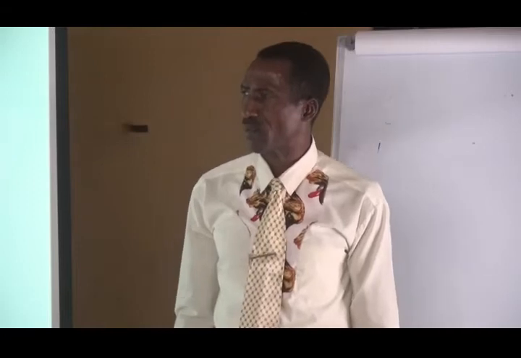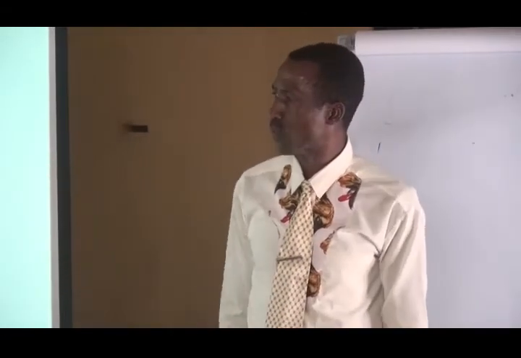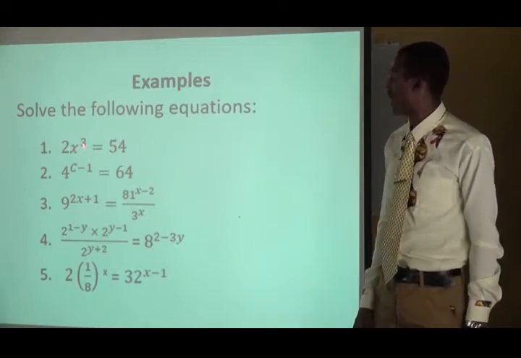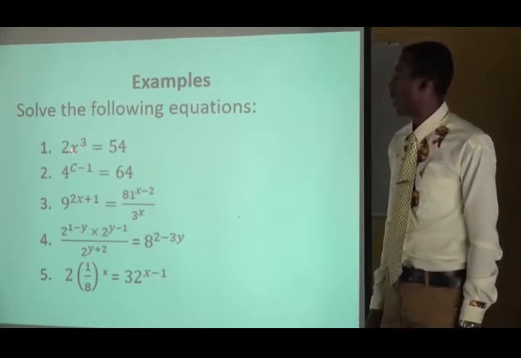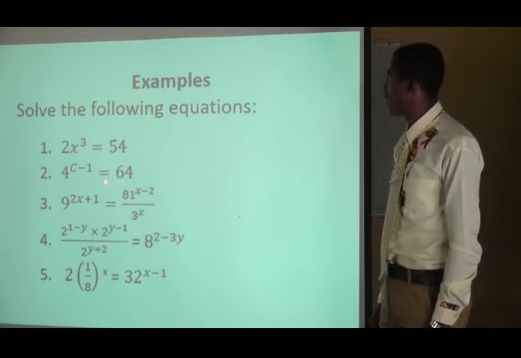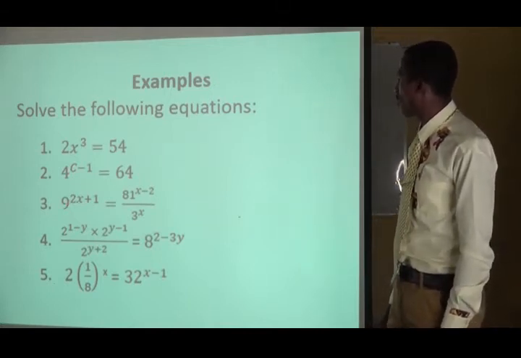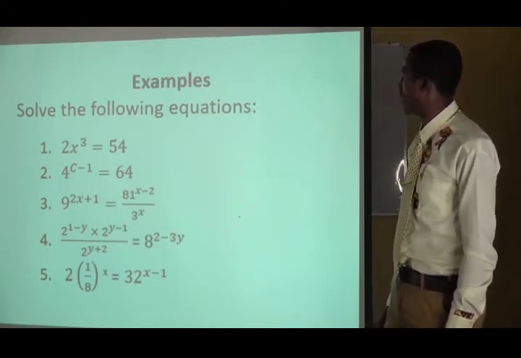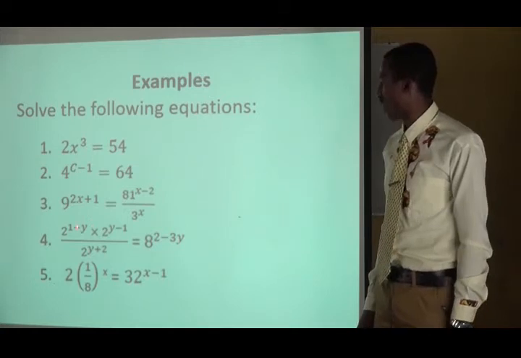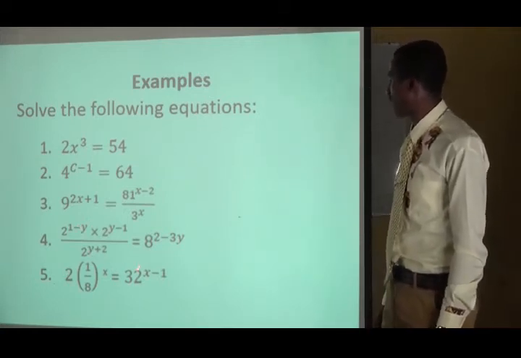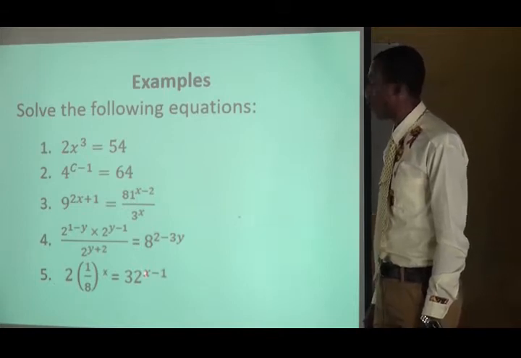My dear students, from the examples, we can now see that in number 1, x is an unknown, so we are to determine the value of x. In number 2, c is an unknown, we are to determine the value of c too. In number 3, x is an unknown, we are to determine the value of x. And in number 4, y is our unknown, we are to find the exact value of y. And number 5, x is our unknown, we are to determine the value of x.